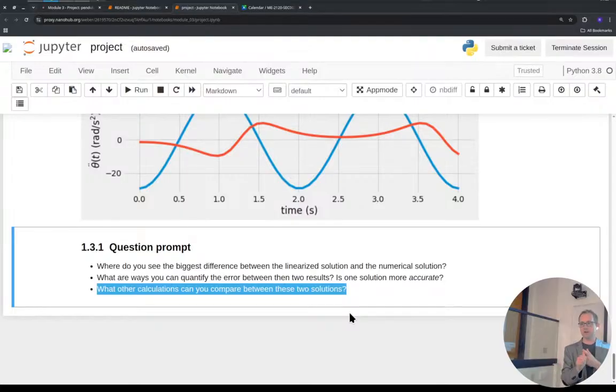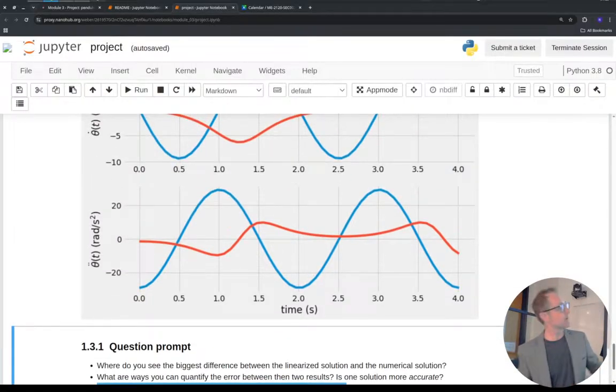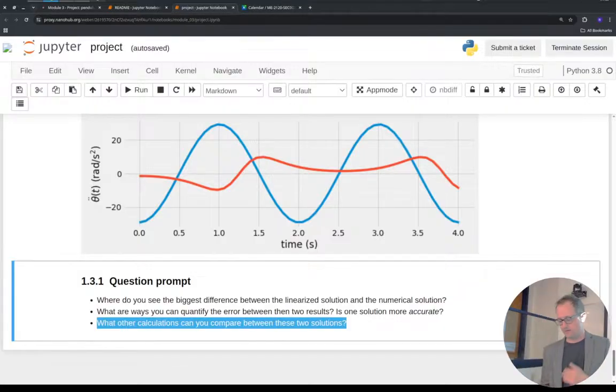Time period is a big one. We saw amplitude is a little different when we look at acceleration, and it depends on how big. In this case, we have a very big difference in amplitude for accelerations. So how do we quantify that error? Well, what else could we calculate with this? And we can also talk about it next time too.